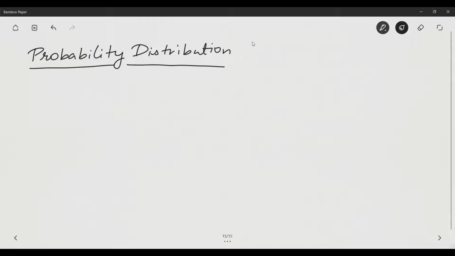Okay, so if you want, you can write a definition for a probability distribution. The probability distribution is a formula, table, or graph that gives the possible values of x and the probability p of x associated with each value of x. Okay.